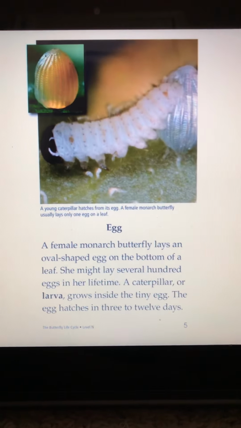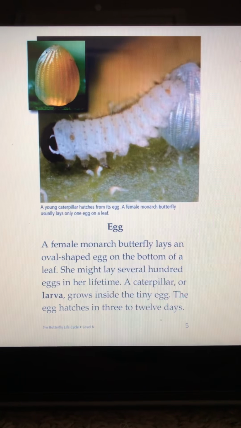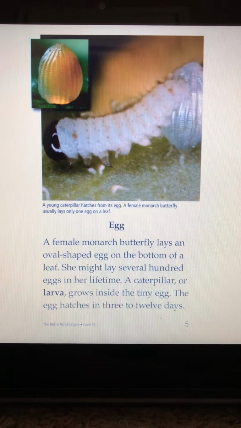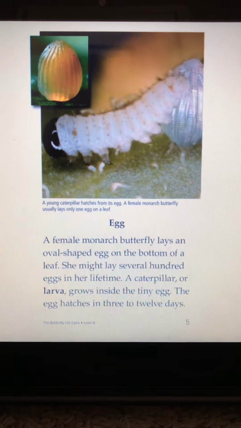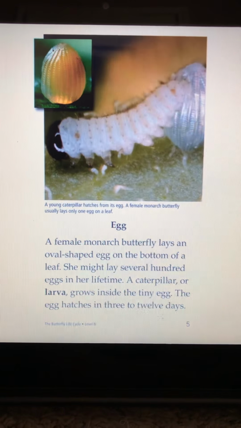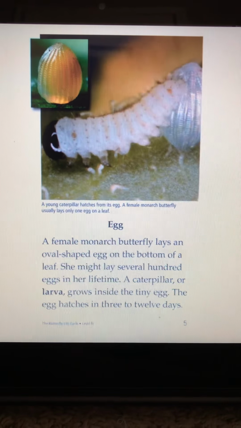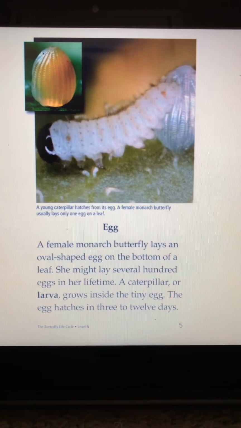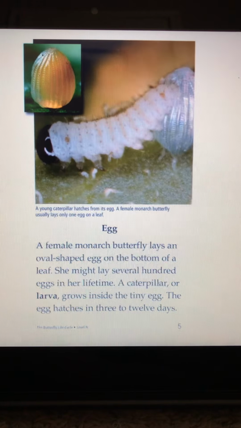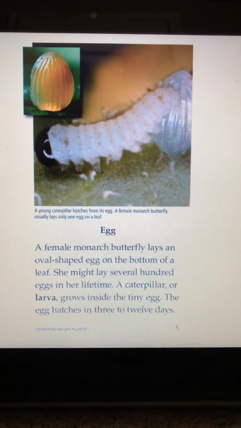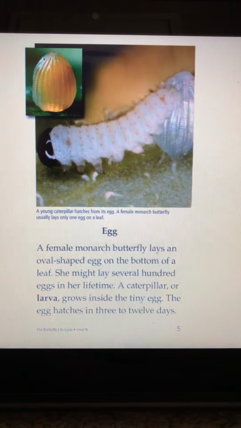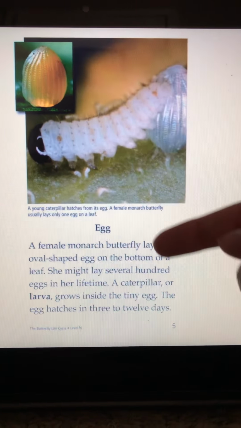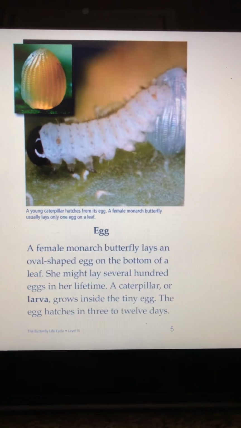Our egg. A female monarch butterfly lays an oval-shaped egg on the bottom of a leaf. She might lay several hundred eggs in her lifetime. A caterpillar or larva grows inside the tiny egg. The egg hatches in 3 to 12 days. So on top we have a picture of the egg. It says, a young caterpillar hatches from its egg. A female monarch butterfly usually lays only 1 egg on 1 leaf. So you see how it is an egg and then it goes into a caterpillar hatching from the egg.